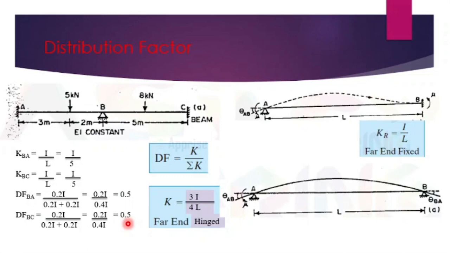Now, what is the purpose of getting this? I have already said that if I am applying a 10 kilonewton meter moment at the joint B, the member BA will take 5 kilonewton meter and member BC will take 5 kilonewton meter. So, the moment will be evenly distributed in this beam. So, this is what is your understanding here.